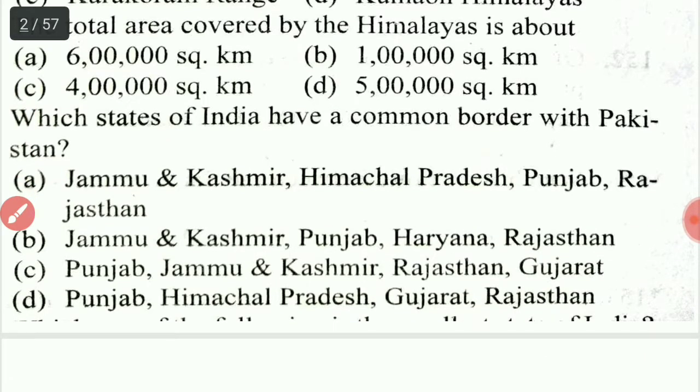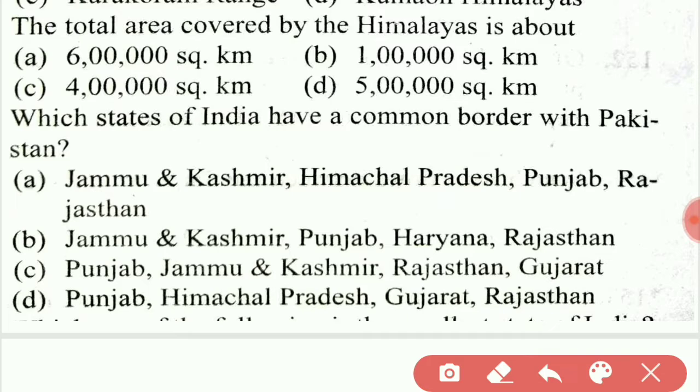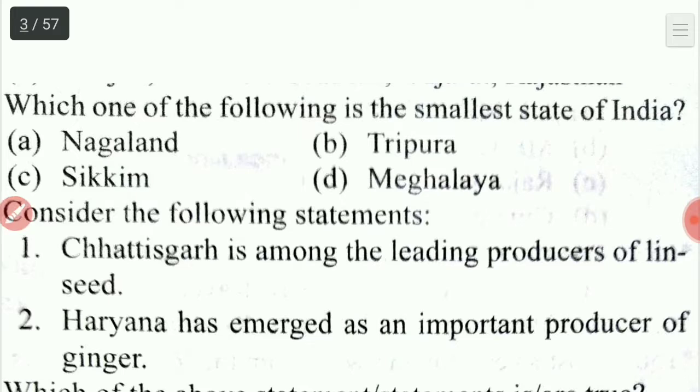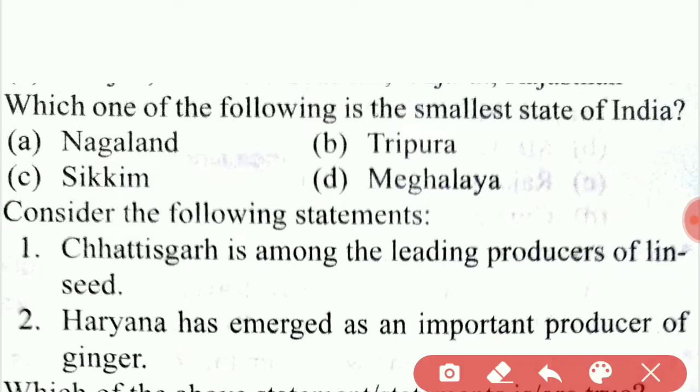Which states of India have a common border with Pakistan? The answer is option C, Punjab, Jammu and Kashmir, Rajasthan, Gujarat. Which one of the following is the smallest state of India? According to the options, the answer is option C, Sikkim.